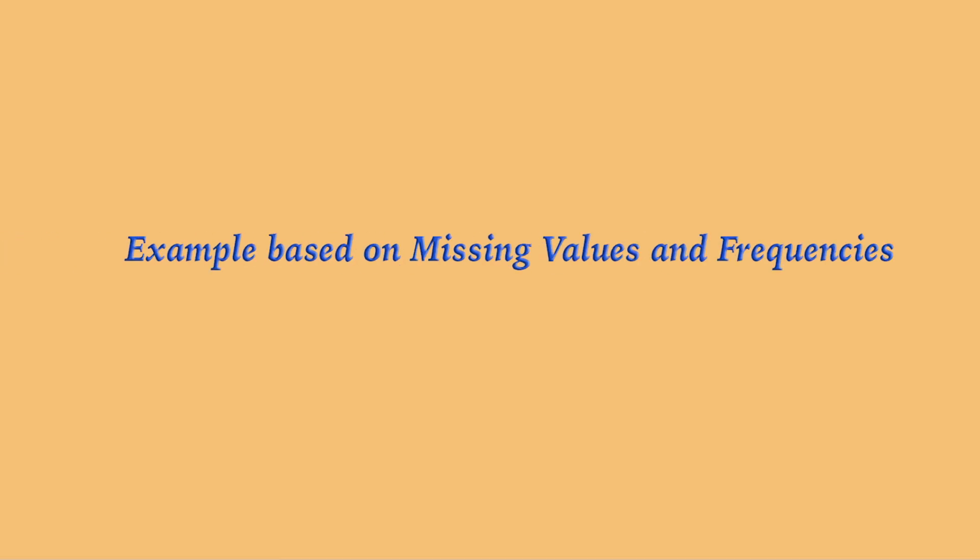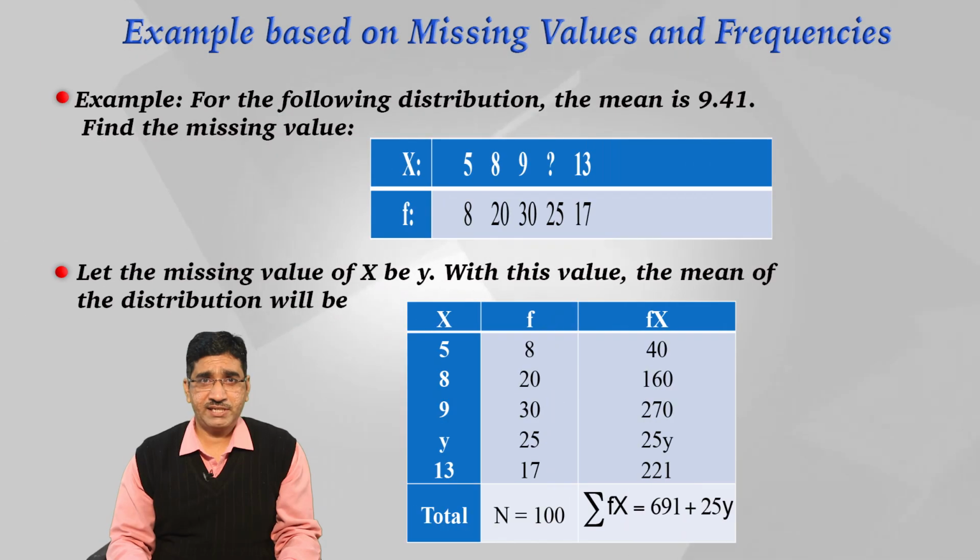So, now after discussing the weighted arithmetic mean, we take some examples of simple arithmetic mean which are related to the missing values and missing frequencies. Let us take the first example. A distribution is given over here, the x values and the frequencies corresponding to the values are also given.